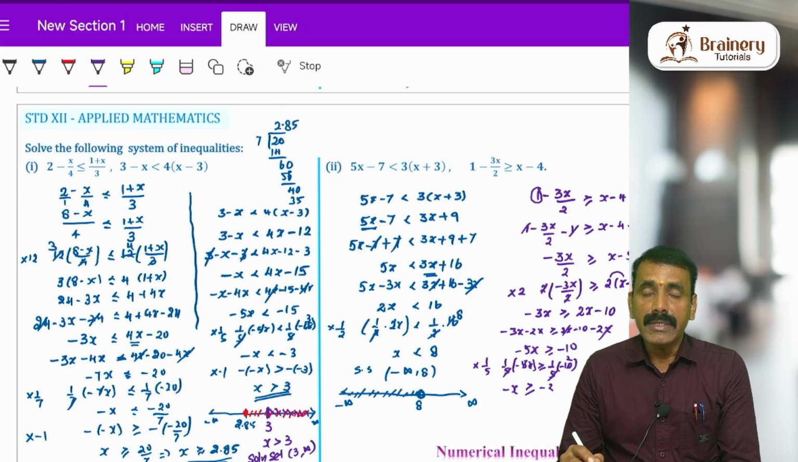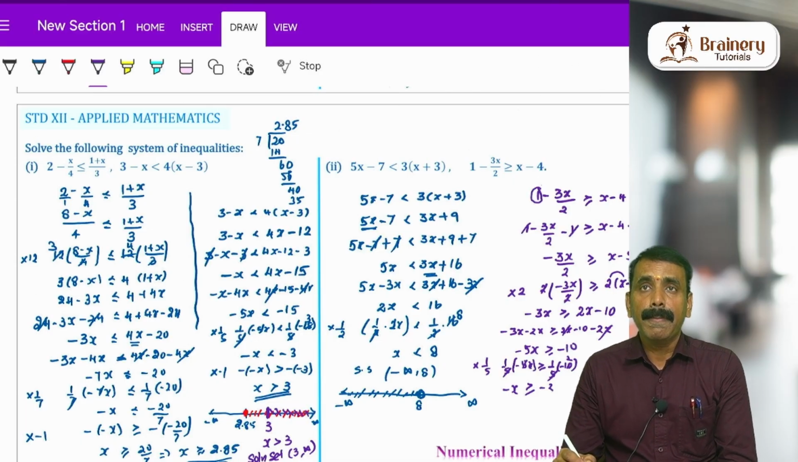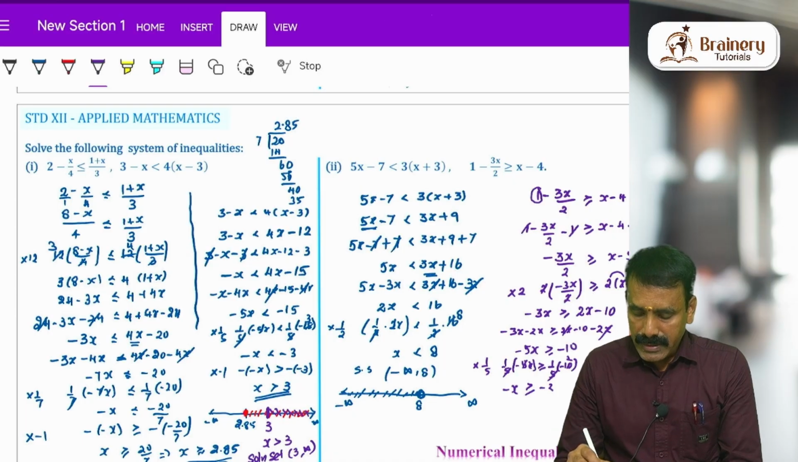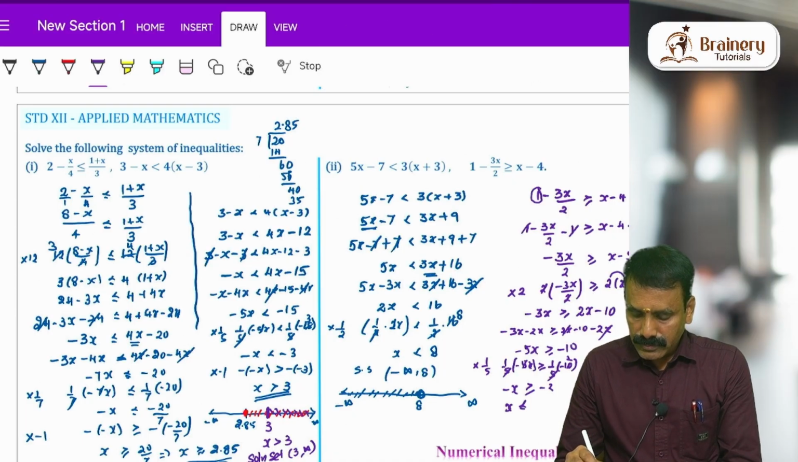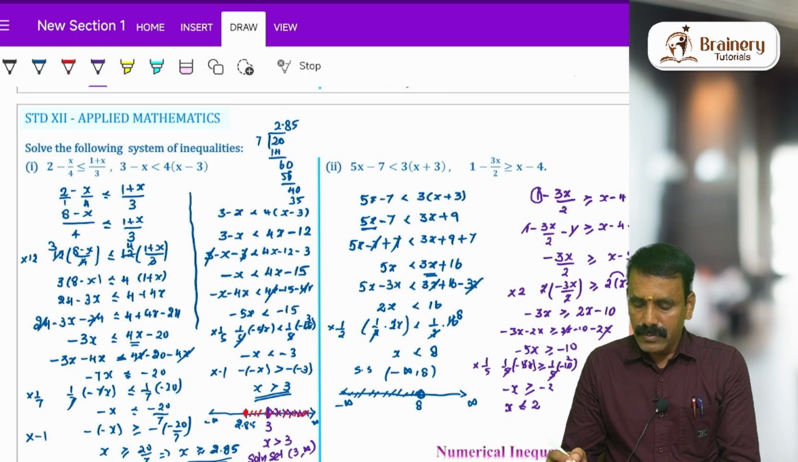Now you want to remove the minus. So multiply by minus 1. When you multiply by a negative sign or minus 1, the inequality gets reversed. So we get x less than or equal to plus 2.